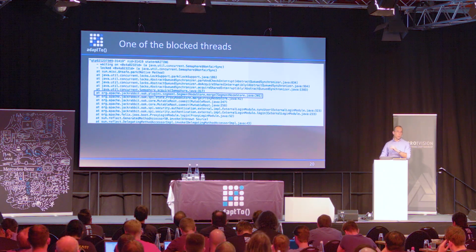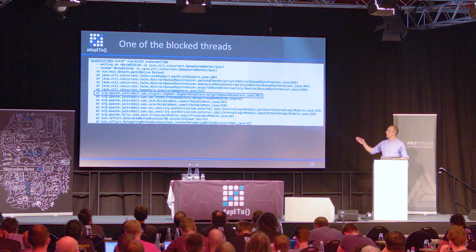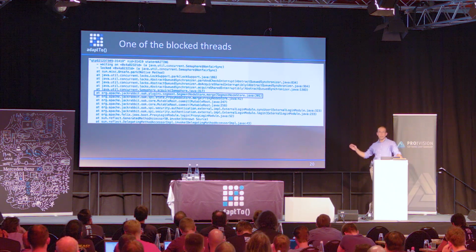By the way, this is a more recent example, not from when I started to work with AEM. Here we see that the SegmentNodeStore class, in method merge, is using the utility class from java.util.concurrent, and the line number is 201.